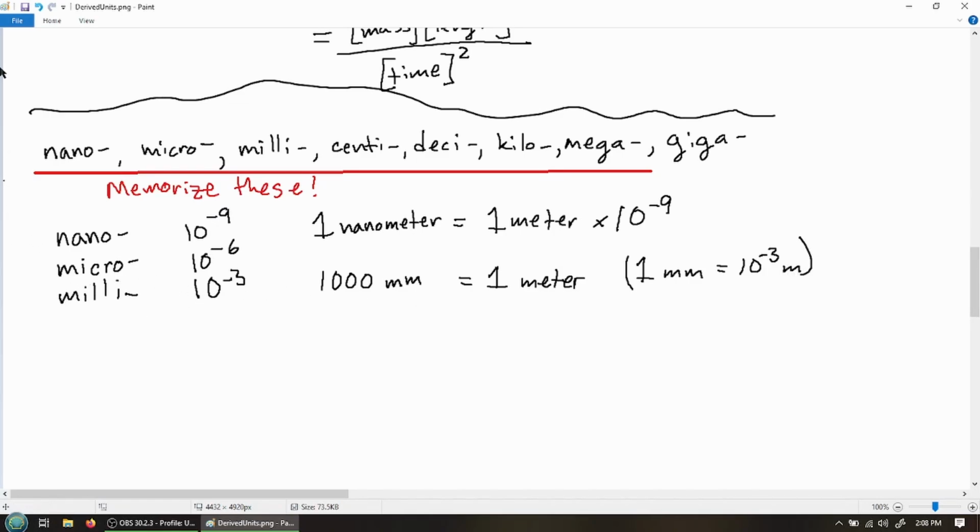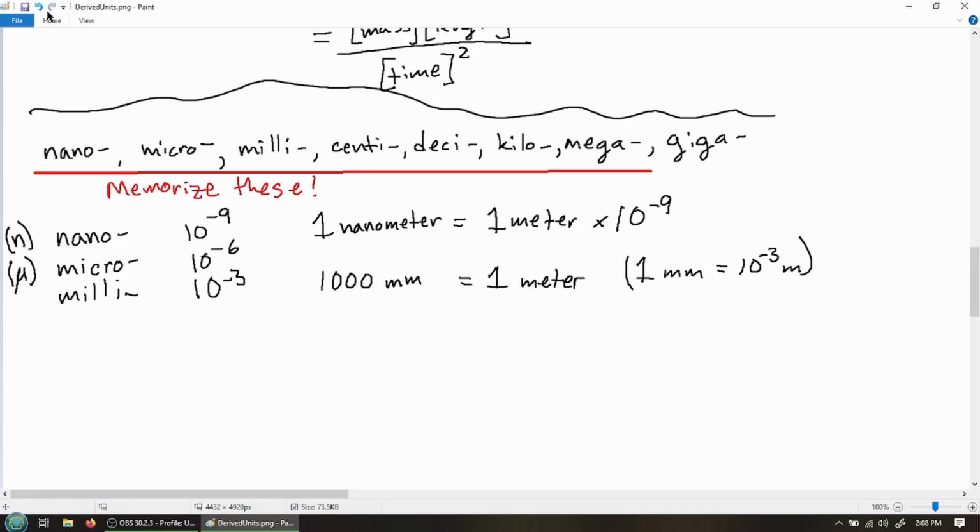And then over here, what I should also add is the prefix, or the abbreviation. This one here is a lowercase n. For micro, you'll usually see this as the Greek letter mu. Sometimes you will see just a lowercase u.